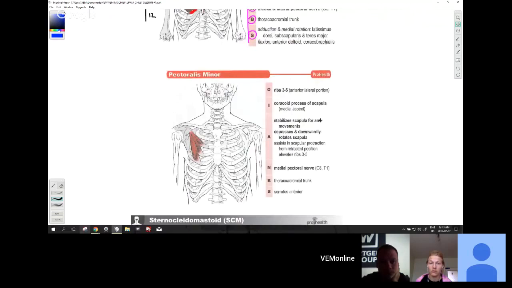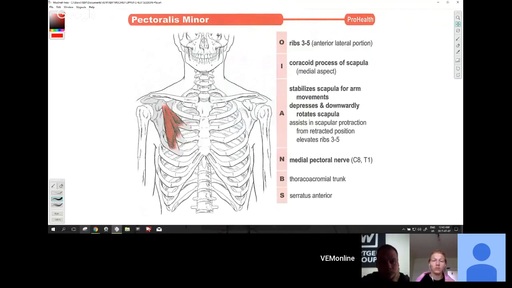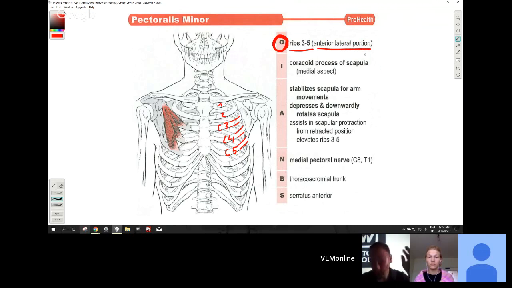Let's take a look at it on this image here, the pectoralis minor. Once again, use colors: red, blue, and green. Origin, that's red. Ribs 3 through 5, okay? This is the first rib, second, third, fourth, fifth. So the third, fourth, and fifth ribs. These three ribs. To be more exact, the anterior lateral portion.